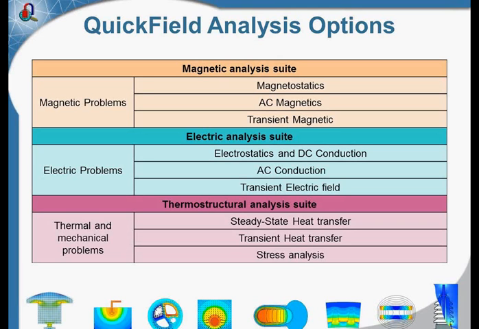They include magnetic analysis with magnetostatics, AC magnetics, and transient magnetic; electric analysis including electrostatic, DC conduction, AC conduction, and transient electric field analysis; and a thermostructural family of packages for steady-state heat transfer, transient heat transfer, and stress analysis.